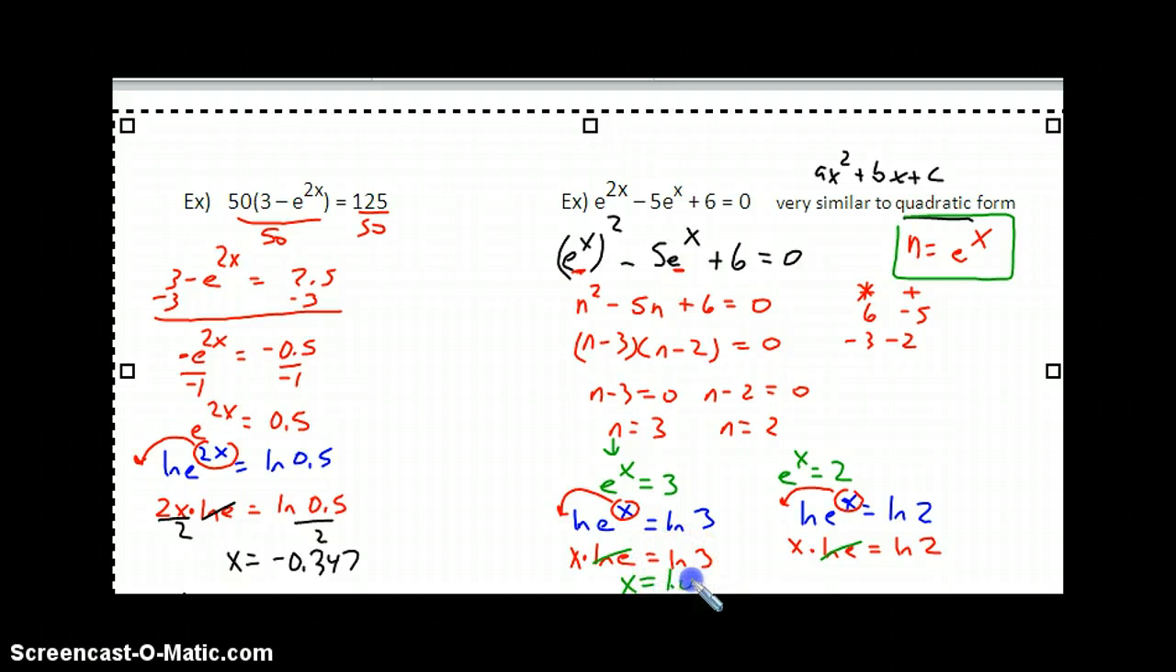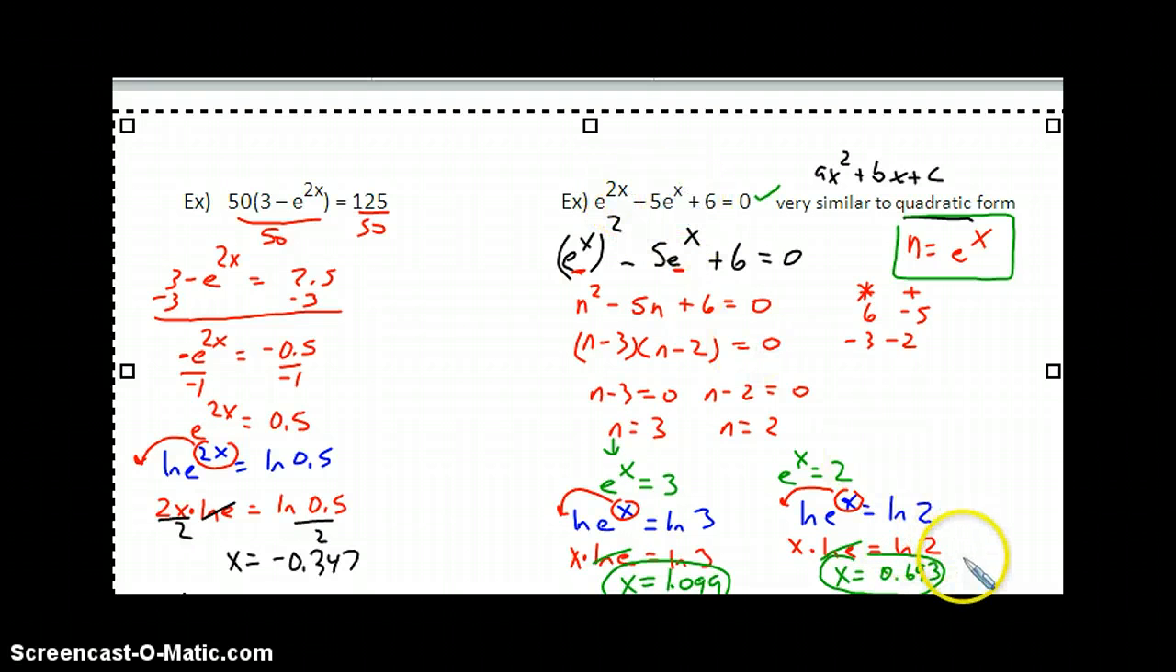Natural log of 2, when I type that in my calculator, is 0.693. Again, I can go up and I can check this by plugging in my calculator. E raised to the 2 times 1.099 minus 5 e raised to the 1.099. Add 6 to that, I should get something very close to 0. Again, I won't get exactly that because I've rounded here. And then go back through and check with 0.693, again replacing both x's as 0.693, you would find that it would work out.